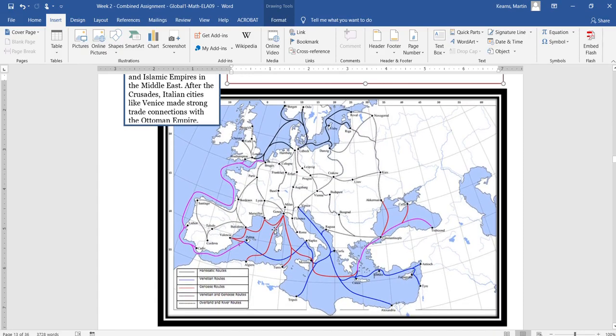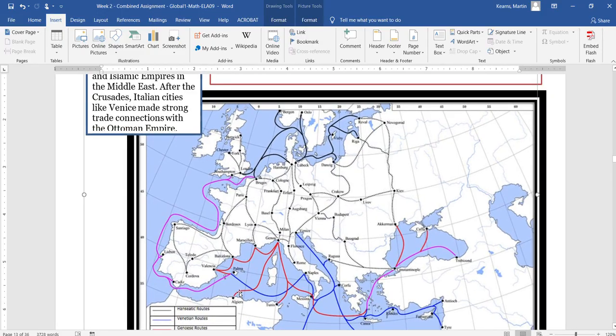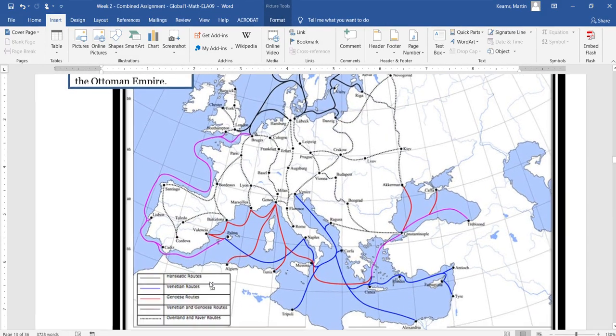All right. Take a look and you see the lines. These are the different routes. If you're having trouble reading them, you have a digital copy. You can zoom in. All right, guys. You can zoom in if you're having trouble reading the text. Okay?